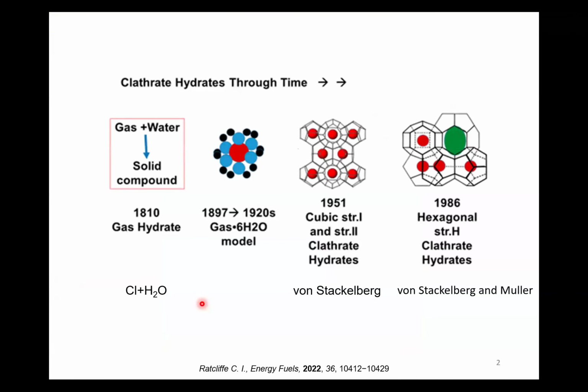So clathrate hydrate chemistry starts when Davy encountered a solid compound which is a chlorine and water complex. Before that, it was thought that this chlorine and water solid compound was nothing but a pure chlorine solid. But Davy identified that as a gas hydrate. He's the person who coined the term gas hydrate in 1810. But at that time the molecular composition of this gas hydrate was not known. Later, Faraday told that this is a 1:10 ratio of chlorine and water.